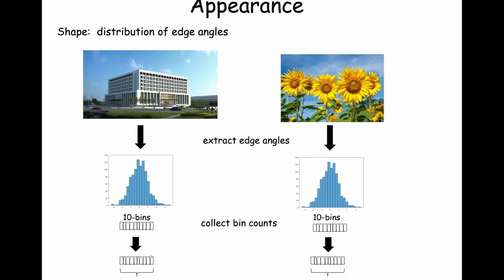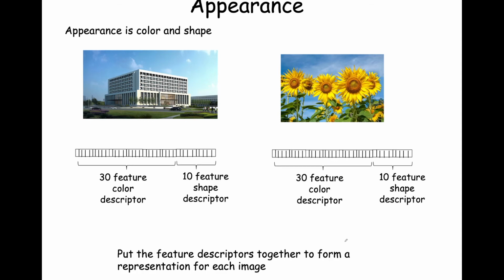And the feature vector for that is 10 positions wide, where each position contains the bin count for each one of those quantized edge angles in the original image. So we do this for both the building image and the sunflower image, resulting in a 10 vector representing the shape or edge orientations for the building, as well as the shape for the edge orientations in the sunflower image. So now we said appearance is color and shape.